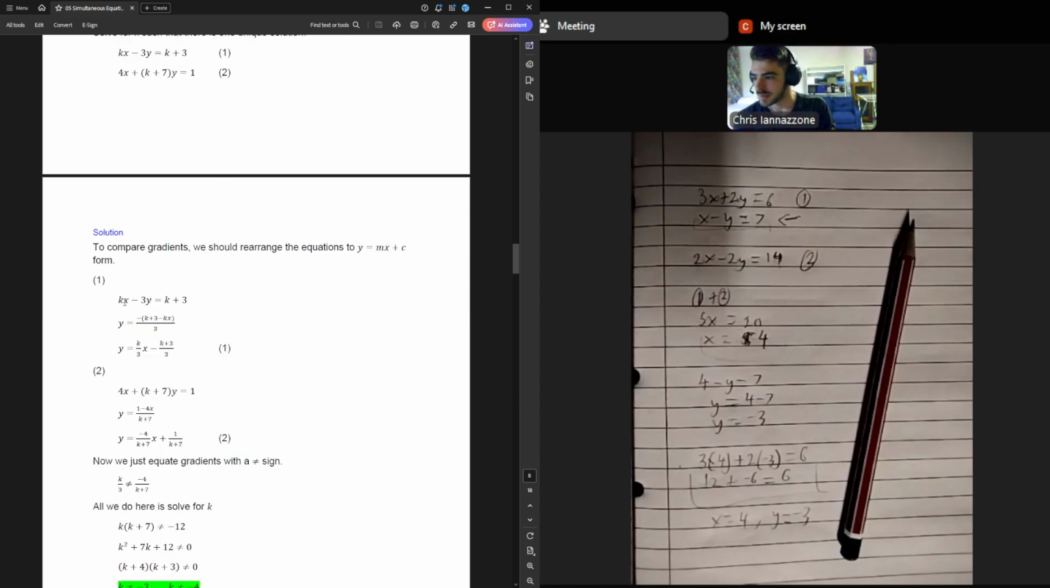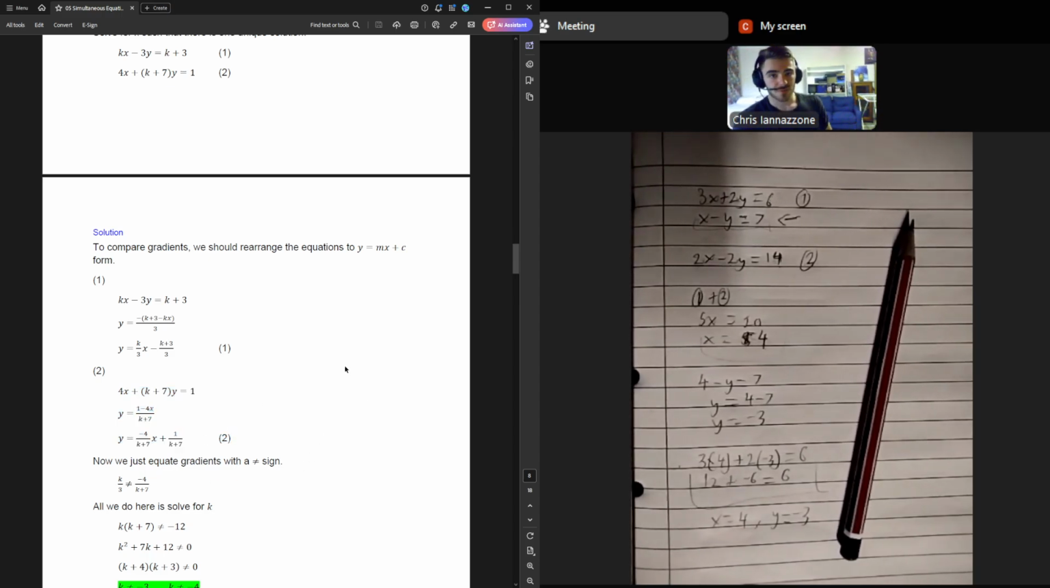So what we're going to do is take equation 1, which is this one here, and rearrange until we get y equals mx plus c. That means getting everything but y over to the right hand side and then splitting up the x component from the constant. And when you do that, it's going to look like this, where k over 3 is the gradient and this term here is your y-intercept, the c term. Exact same thing over here in equation 2.